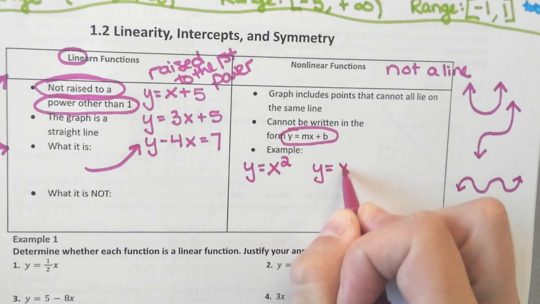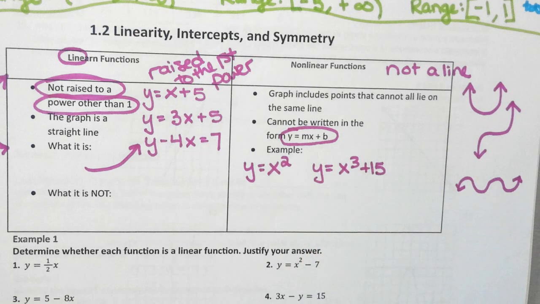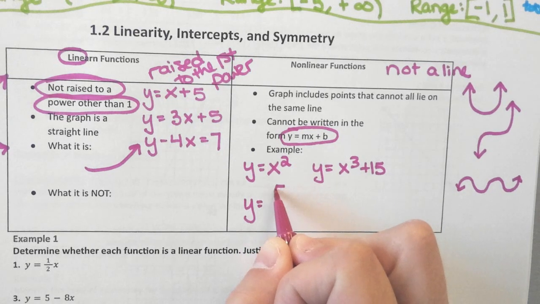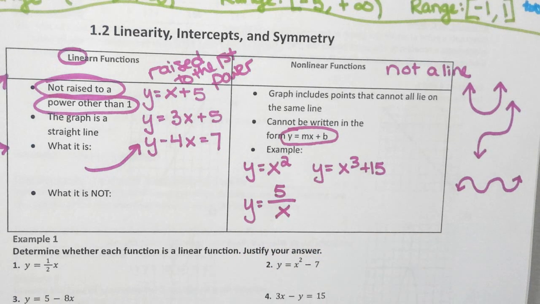Y equals x cubed plus 15. Again, not linear because we have x cubed. Let me show you a trickier one. Y equals 5 over x. Do you remember what kind of exponent this has if it's in the denominator? Exponent laws, maybe from even like 2 years ago. So if it's in the denominator, it has a negative exponent, so this is not linear either.